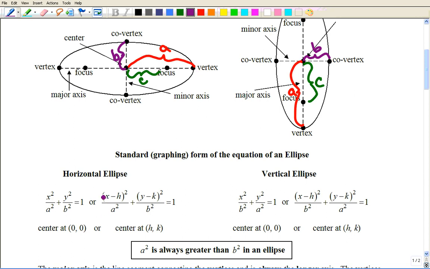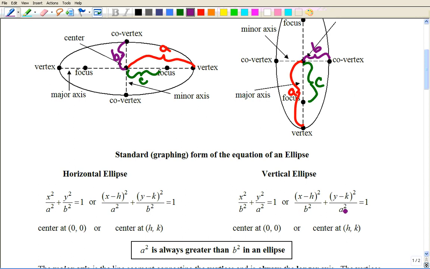So for this horizontal ellipse, we have x minus h squared over a squared, and then plus y minus k squared over b squared, where the center is at h, k. But a squared, the fact that it's under the x tells us that this is going to be horizontal. Whereas for vertical, it's almost the same setup, except underneath the x we have the b squared, and underneath the y we have the a squared.